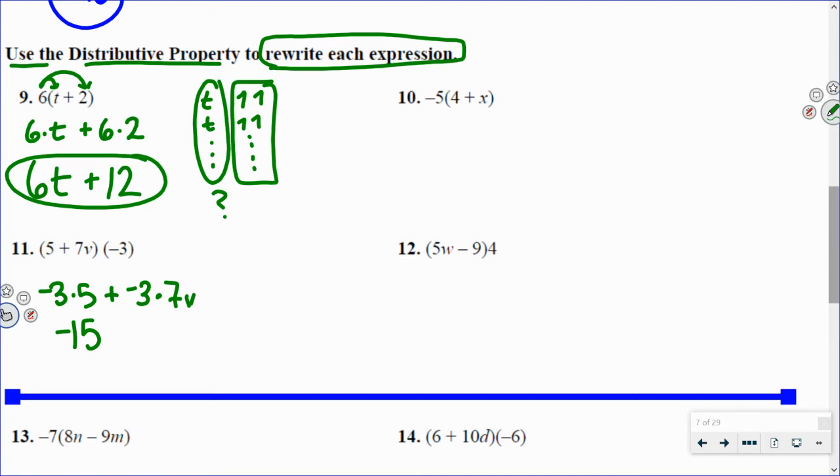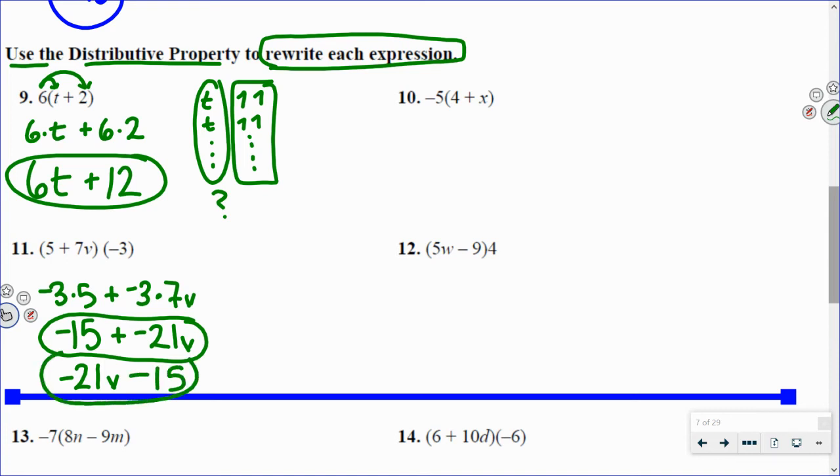And speaking of the opposite of a positive, we're going to have -21 B's. And again, that is as simple as it gets. Although to really get you ready for algebra class, almost always in 9th grade algebra class, you'll write the variable term first and the constant term second. This is a good answer. This is a great answer.